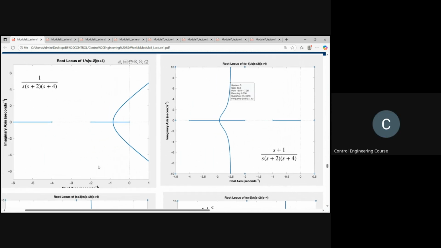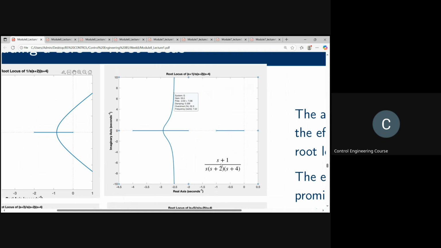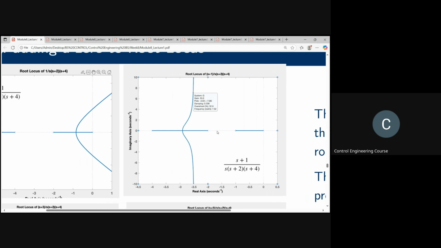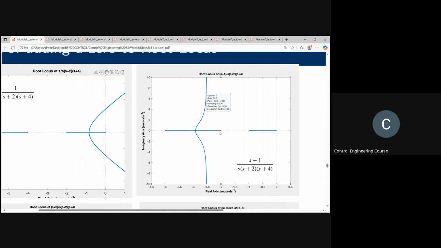Now what you do is introduce a zero at -1. So you have a zero at -1 here, right? The root locus branch that starts at this pole will end at the zero at -1, whereas for the other two poles you will get a plot like this. So this will be the modified root locus. Got it? Yes, sir.